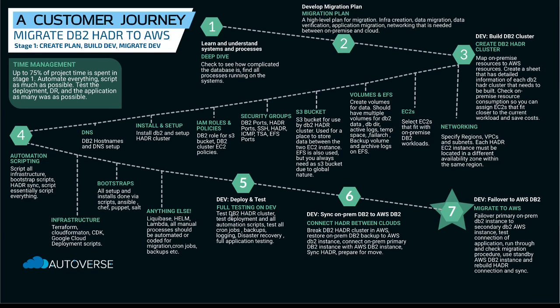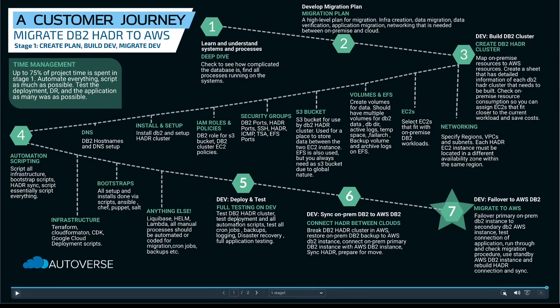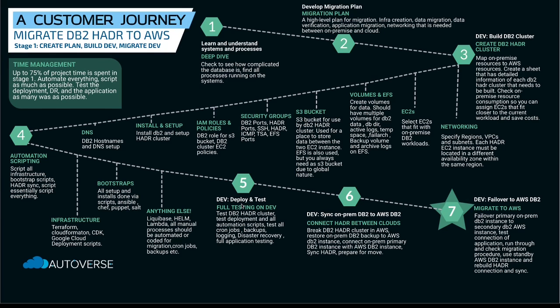And there are numerous blogs about how to do this within AWS as well. So once you are fully tested, you're going to want to restore a backup, like a dev backup from on-prem onto your AWS HADR cluster now. And so you'll take a backup from the on-premise database and you'll copy it to S3 or get it over to DB2 in AWS, and you're going to restore it on the new cluster that you created.